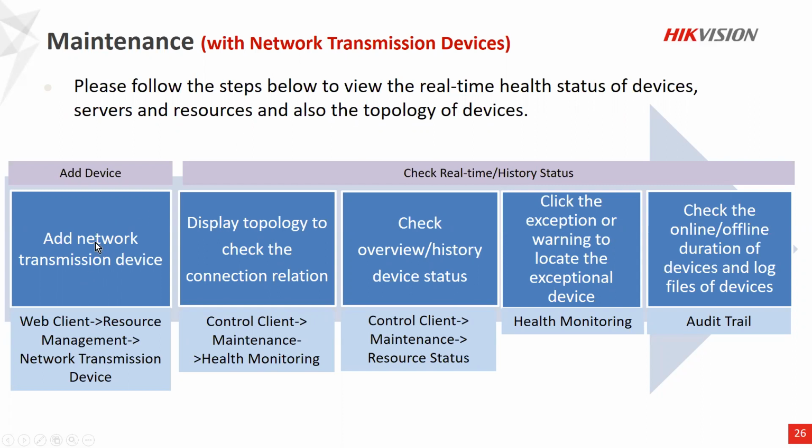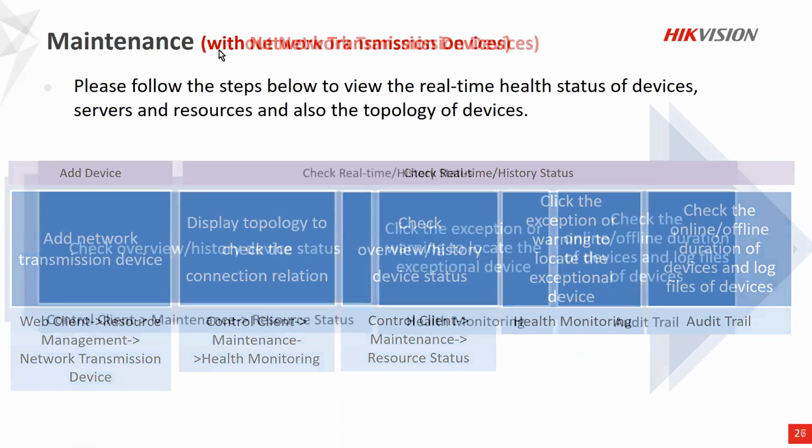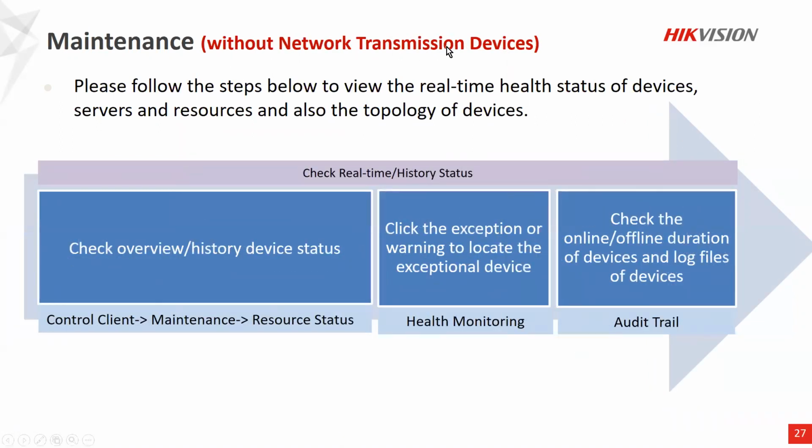So first of all, we need to add the network transmission devices, the smart switch, to our web client, to our HIK-Central, display the topology, check the overview and history of devices, click the exception warnings if you get any warnings that come with our smart switches, and we can also check for online and offline devices, specifically for an audit trail. But as I mentioned, the other one will be without network transmission devices.